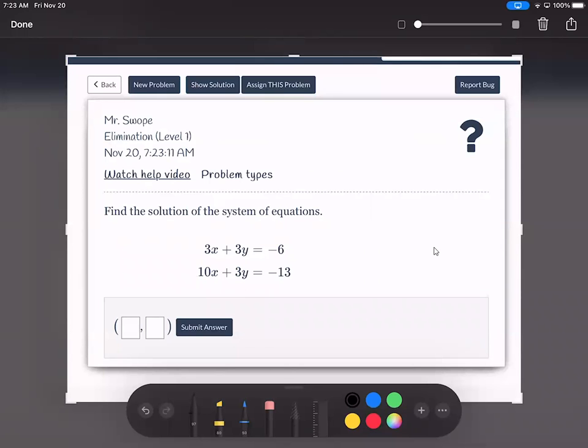Right, so the next type of problem we're going to look at is elimination. Remember, elimination is where you're trying to cancel out either your x's or your y's by either adding or subtracting the equations together.